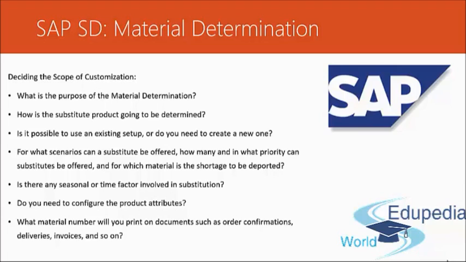Next question. What material number will you print on documents such as order confirmations, deliveries, invoices, and so on? Will it be the number of the original product, the substituted product, or both? And answering these questions will help you to make correct customization.